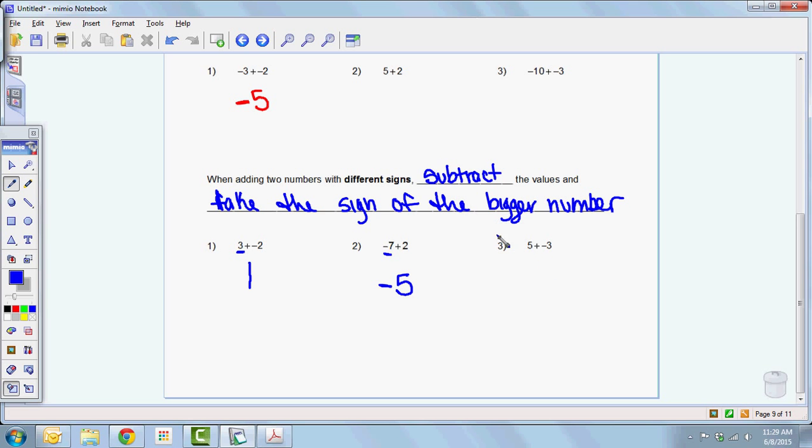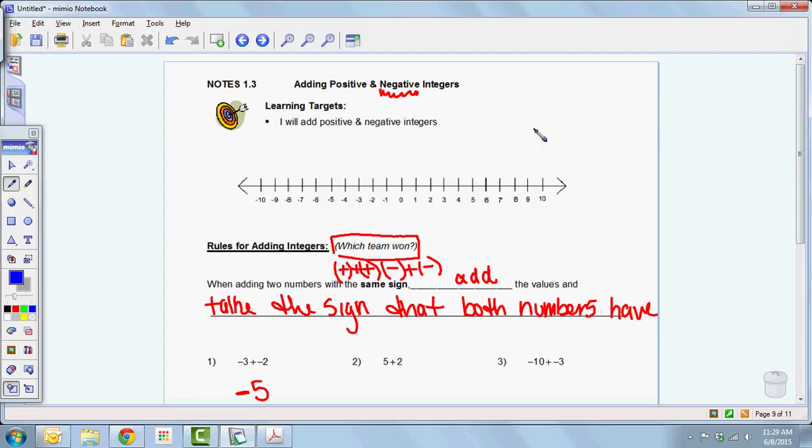Okay, I'm going to have you guys try example 3. Don't use a calculator. Try it on your own using this rule. All right, we're going to practice this, but no calculator. Don't cheat. All right? That's how you add positive and negative integers.